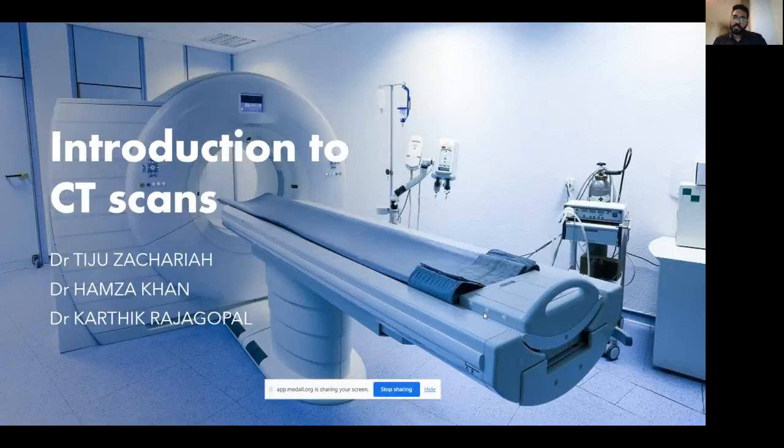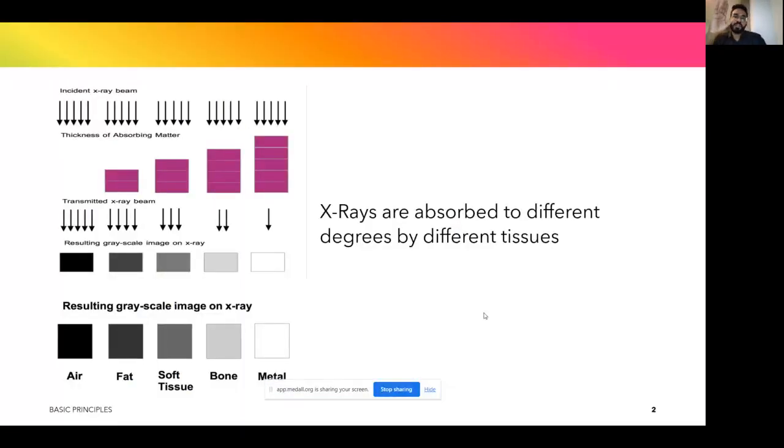Before we start, CT scans basically work on the same principle as X-rays, so we'll just quickly go through that principle again. X-rays are absorbed to different degrees by different tissues. I've put a good image there that shows that whenever X-rays pass through air, nothing is absorbed, which results in a completely black image. But as the density goes up, lighter images are formed, with bone or metal having the lightest, or whitest, images on the grayscale.